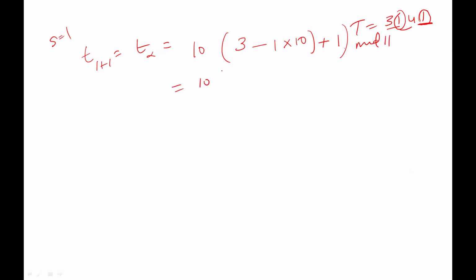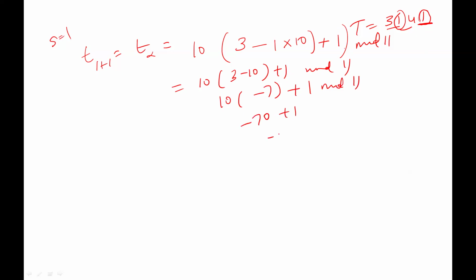So it becomes 10 into 3 minus 10 plus 1 mod 11. 10 into minus 7 plus 1 mod 11. It is nothing but minus 70 plus 1, which is minus 69 mod 11. Minus 69 mod 11 is 8. So how can you find out?